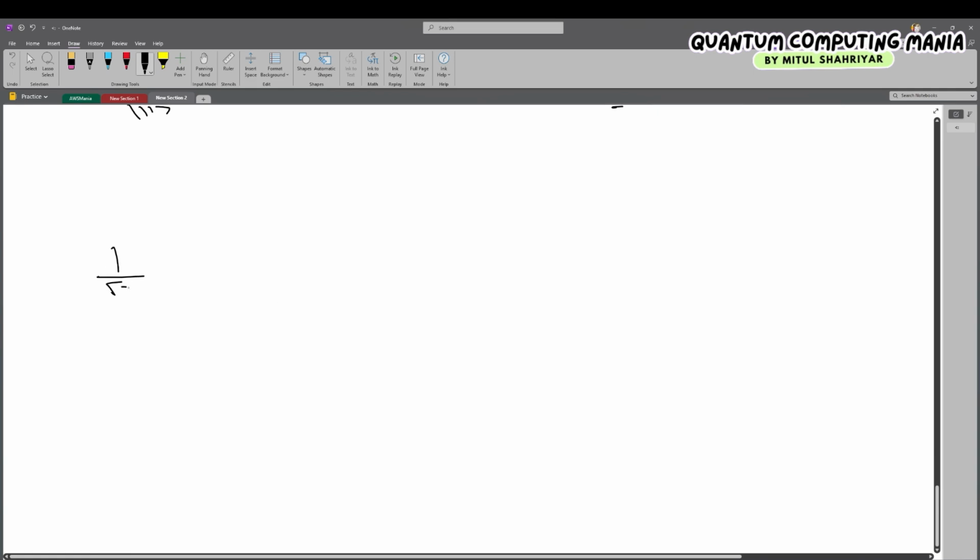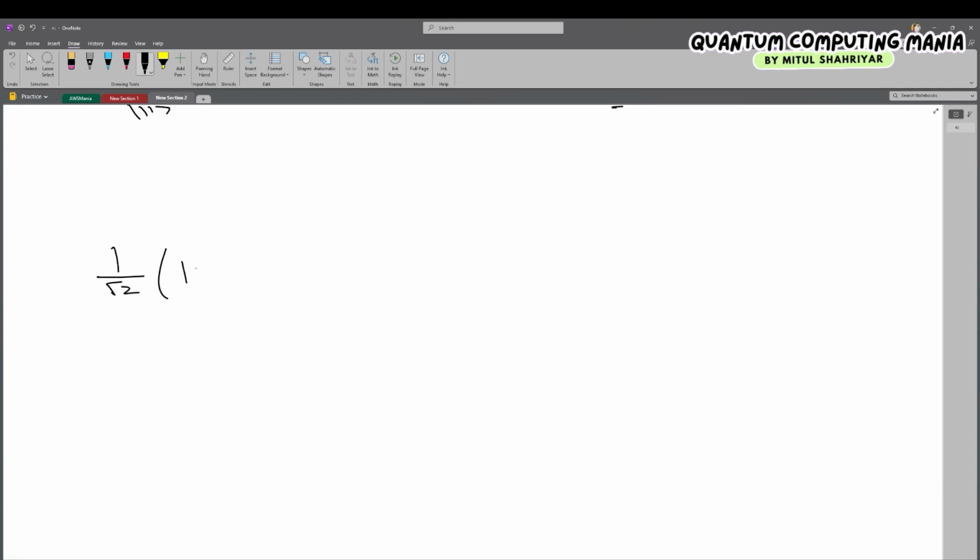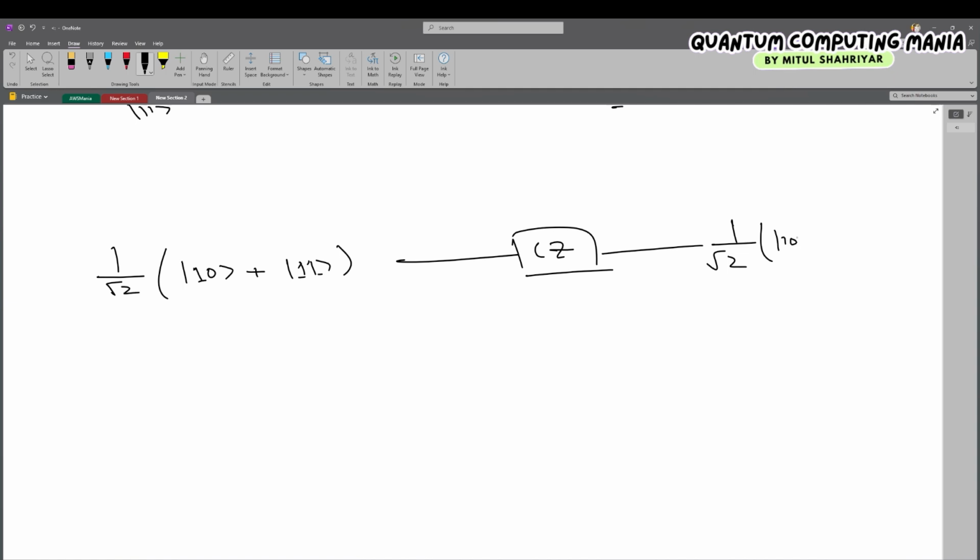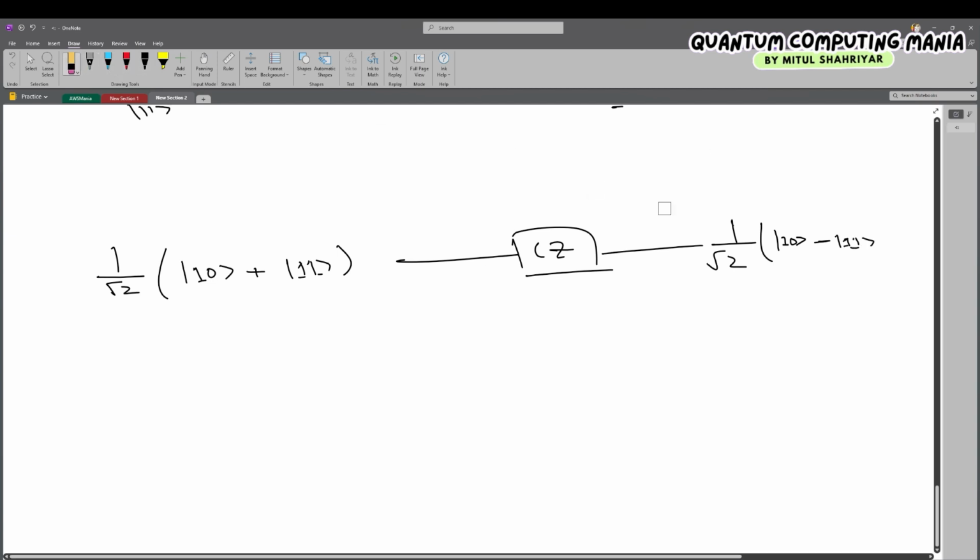1 root 2, then we had maybe 1 0 plus 1 1. If we just pass this through the controlled Z gate, we will surely get 1 0, no problem with that, it doesn't change, but this changes. This should be 1 1. My drawing is so bad sometimes, because of the page constraints.